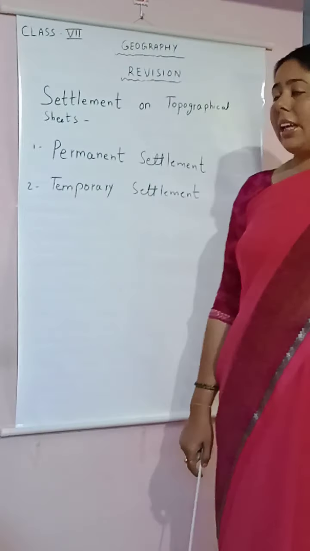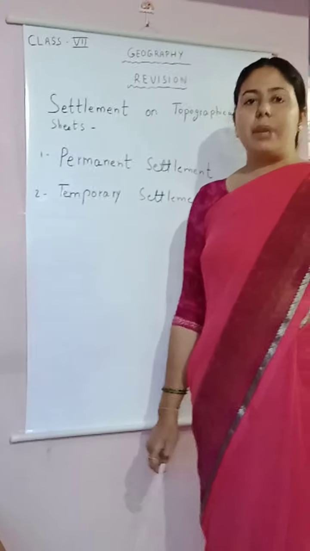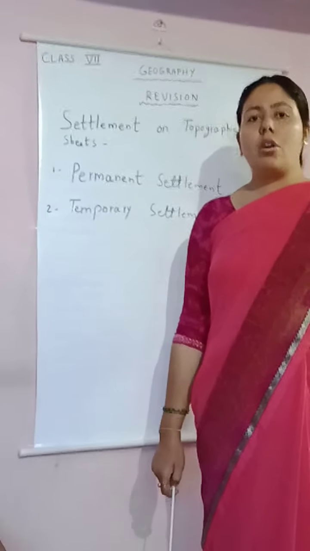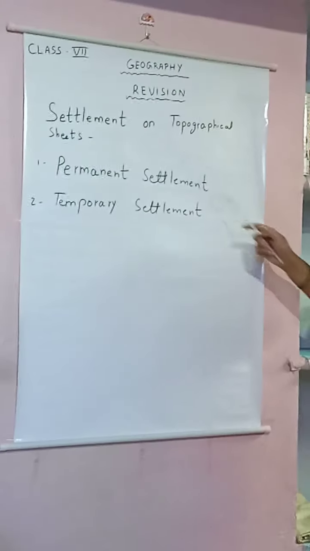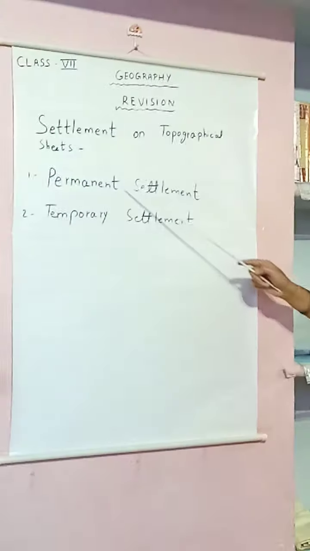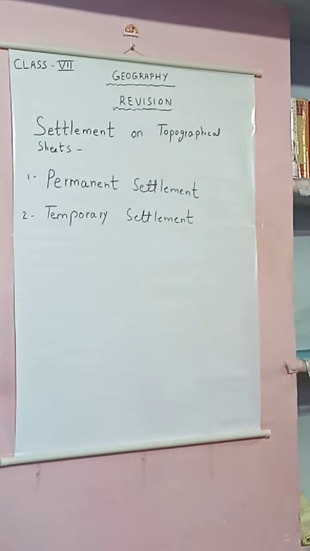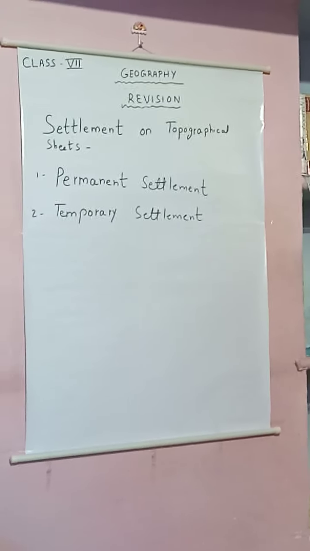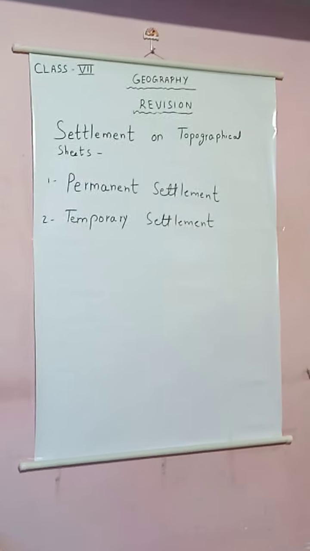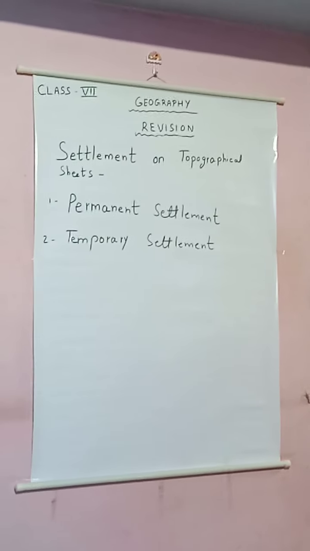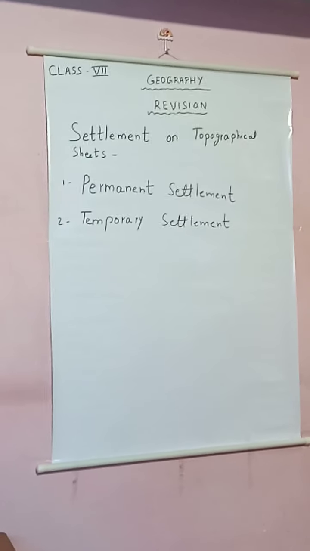Next topic is settlement on topographical sheets. So what is a settlement? A settlement is a group of houses in villages or towns. Settlements are of two types. First is permanent settlements and second is temporary settlements. The size of settlements depends on the availability of roads, railways, hospitals, police stations, administrative buildings, rest houses and so on. Settlements grow over a period of time.